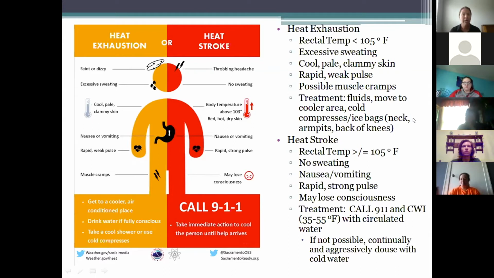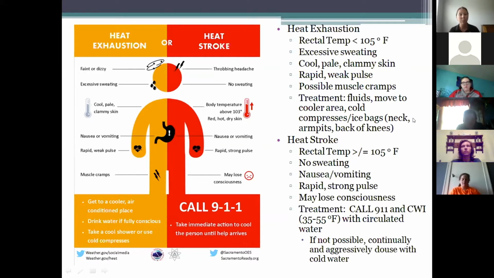Again, they may be experiencing nausea or vomiting. Instead, they have a rapid and strong pulse. And in some scenarios, they actually may lose consciousness, okay? Treatment for heat stroke is to call 911 immediately, okay? We need to take immediate action to cool the person until help arrives, okay?